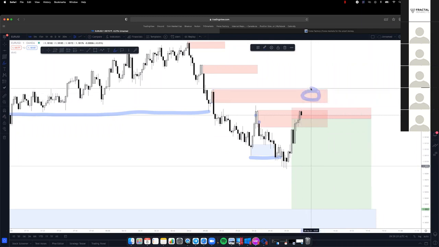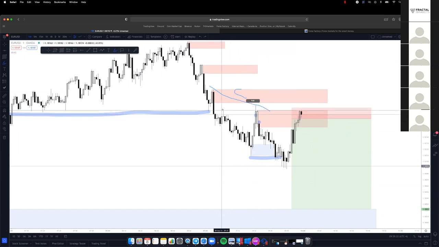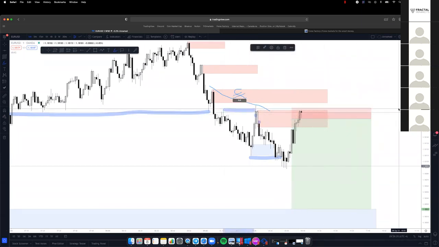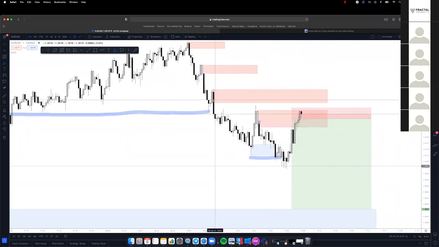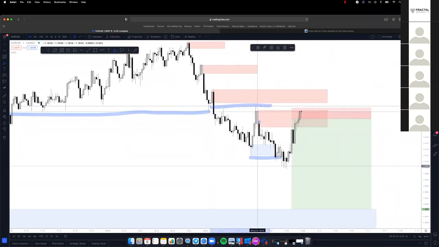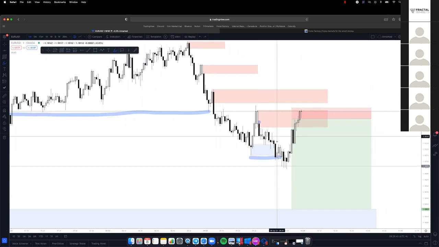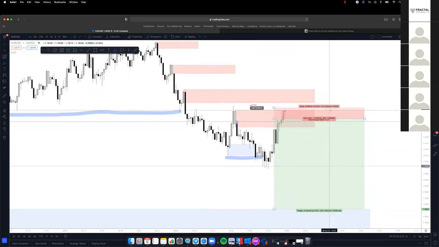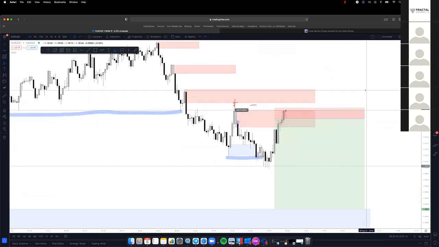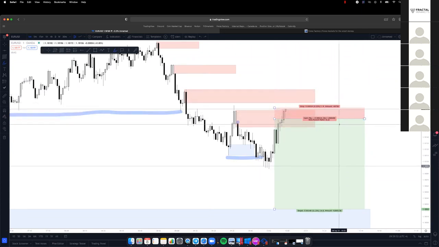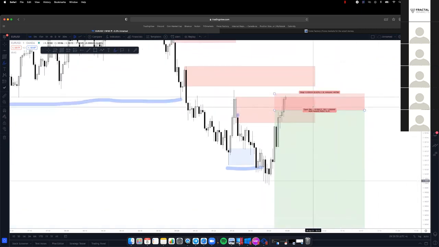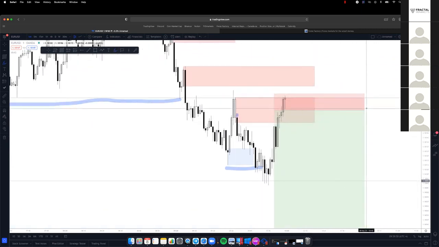I like this level too. Feel like at this point this could, but here's the thing, this swept liquidity, right? So it mitigated this supply level right here. We shall see. Do or die here. Again, I'm not in this trade, guys.